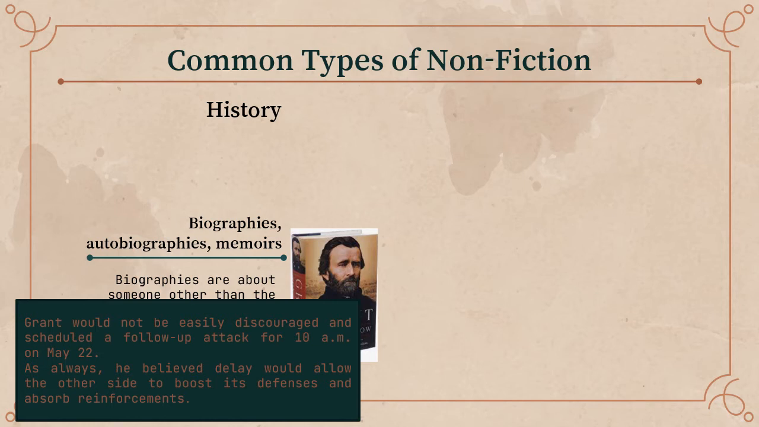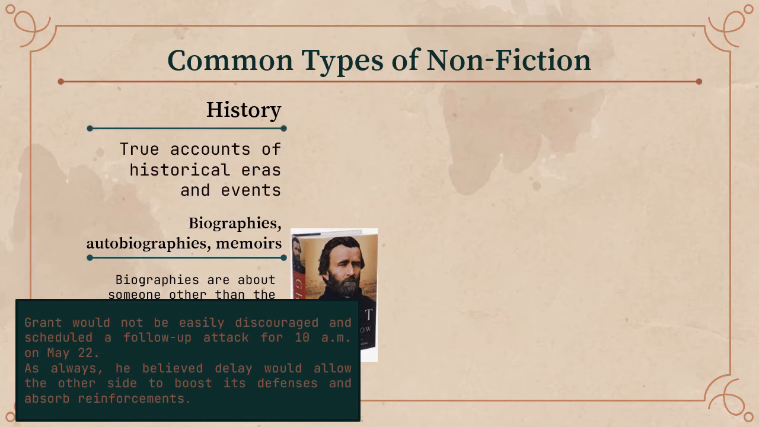Okay, so next is history. Historical nonfiction consists of true accounts of historical eras or even historical events. Some histories dwell purely in objective facts, and others are reflected through the lens of the author's personal beliefs.